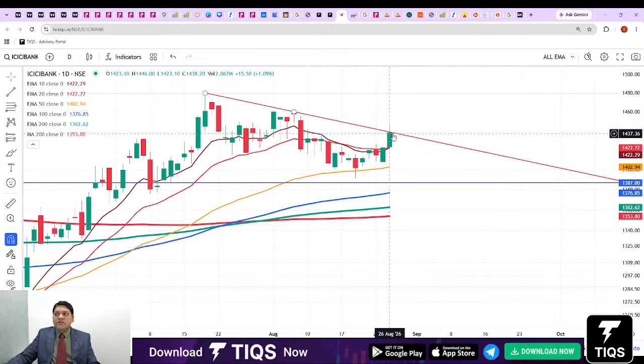So ICICI Bank currently, the structure is weak because it has not yet closed above the trend line. Right now, even if it closes like this, it will be known as having taken resistance near the falling trend line. The trend is up because the 10-day and 20-day moving averages are above. Then you can see below it there is a 50-day moving average, the orange line, then 100-day, 200-day EMA and then 200 SMA. So this is a classic uptrend basically.